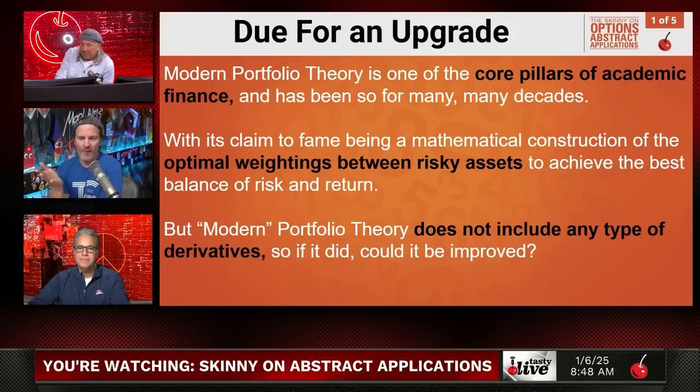Okay. So modern portfolio theory is one of the core pillars of academic finance and has been so for many, many decades, which is ironic in and of itself if you just kind of read that sentence. With its claim to fame being a mathematical construction of the optimal weightings between risky assets to achieve the best balance of risk and return. But modern, quote unquote, modern portfolio theory does not include any type of derivatives. So if it did, could it be improved?